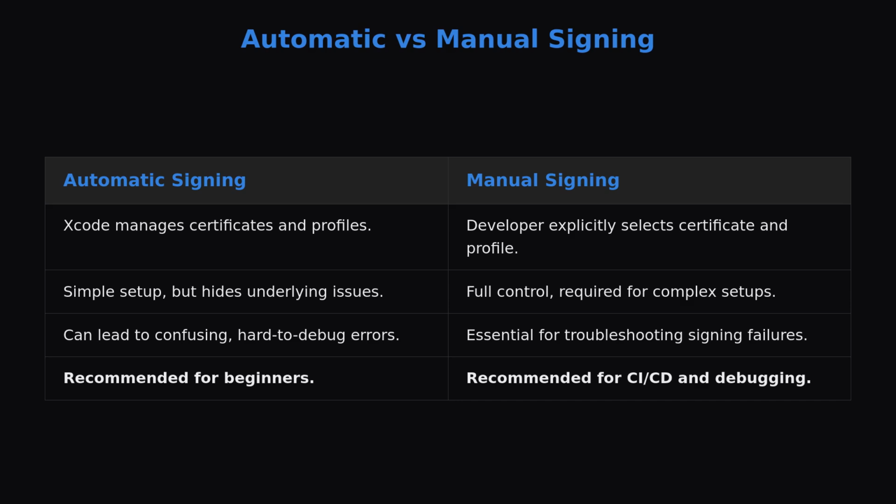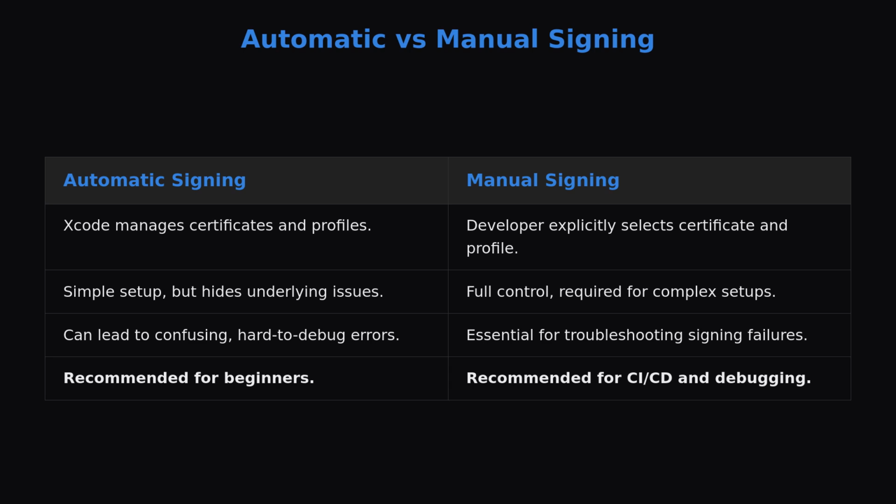Xcode offers two configuration methods: automatic signing versus manual signing. Automatic signing handles certificate and profile creation and renewal based on the selected team, simplifying the initial setup but often obscuring underlying configuration issues. Manual signing requires the developer to explicitly select the code signing identity, meaning the certificate, and the specific provisioning profile within the build settings.